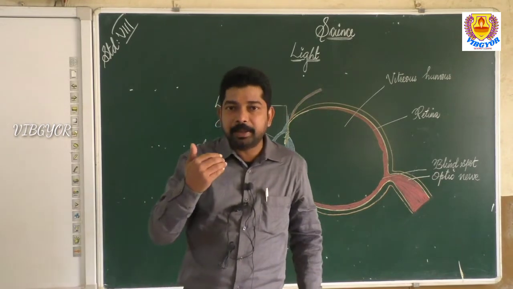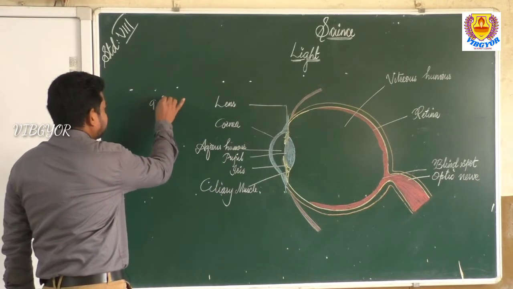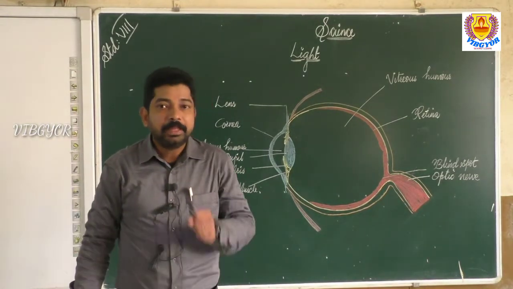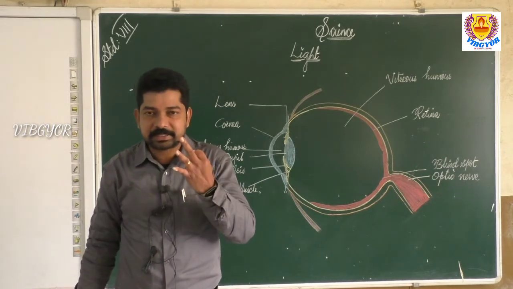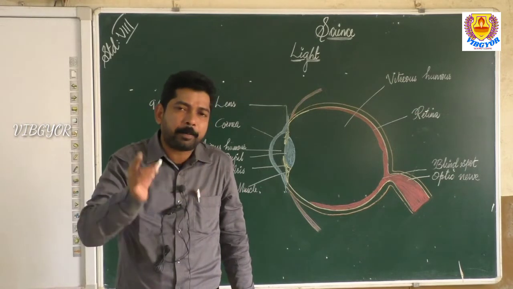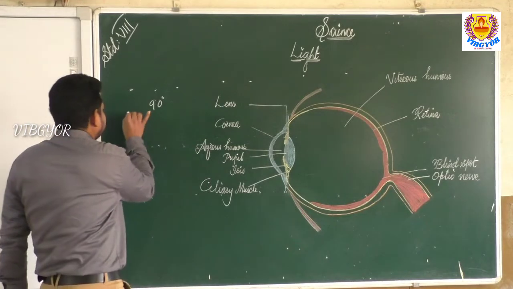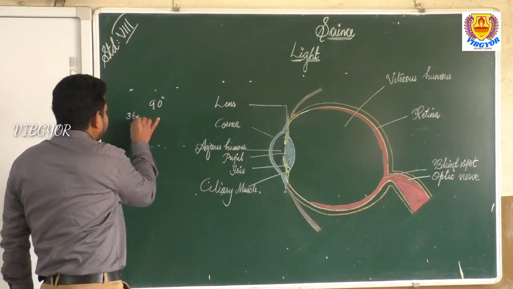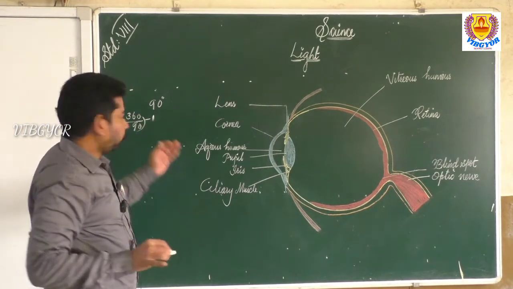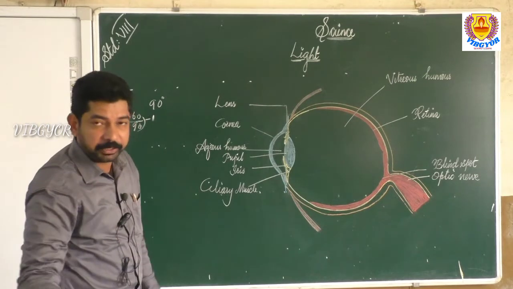If you place the mirrors at an angle of 90 degrees, how many images will be formed? We will get 3 images. If the angle between two mirrors is 90, then the number of images formed will be 3. How do we get 3? 360 divided by 90 minus 1. So 360 by 90, we know, is 4. 4 minus 1 is 3. So we get 3 images.